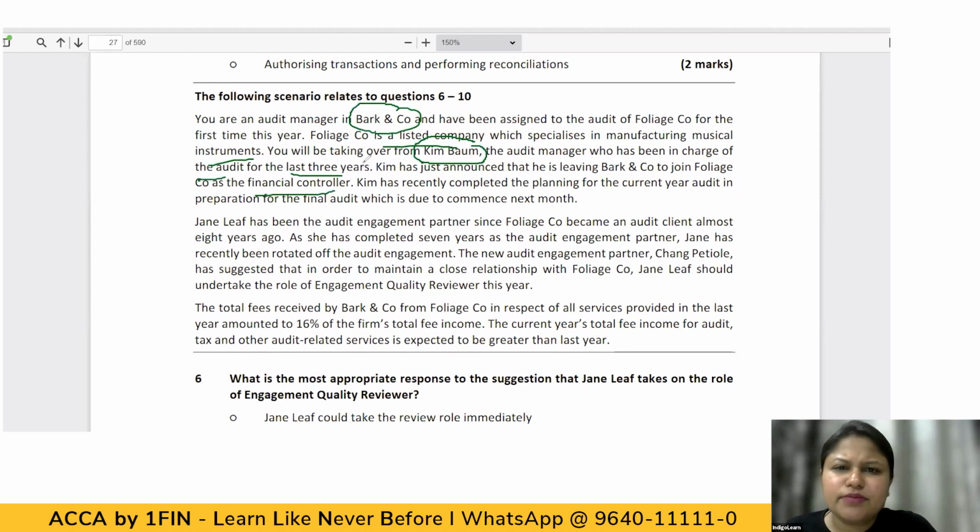Okay, Foliage Company is a listed company and specializes in musical instruments. Kim Bond is the person who was the earlier engagement partner. The firm remains the same, it is still Bark & Company only that is going to do the audit of Foliage, but now the engagement partner is going to be whom?